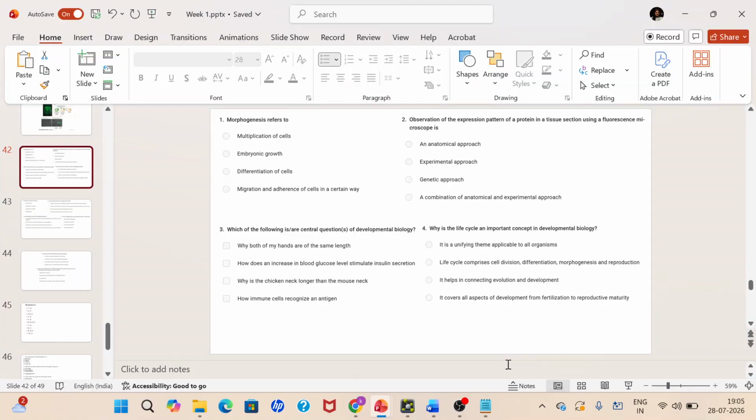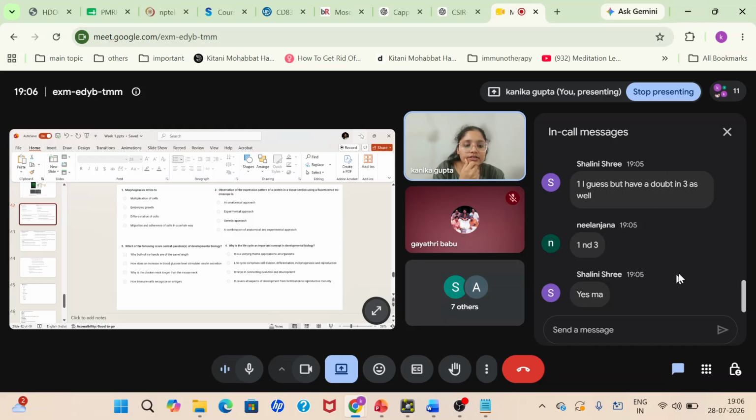So again, option one is correct. Why both of my hands are of the same length is a central question in developmental biology. Third option says, why is the chicken neck longer than the mouse neck? So again, this is because what? What could be the reason for this central question? The reason is the environmental cues.